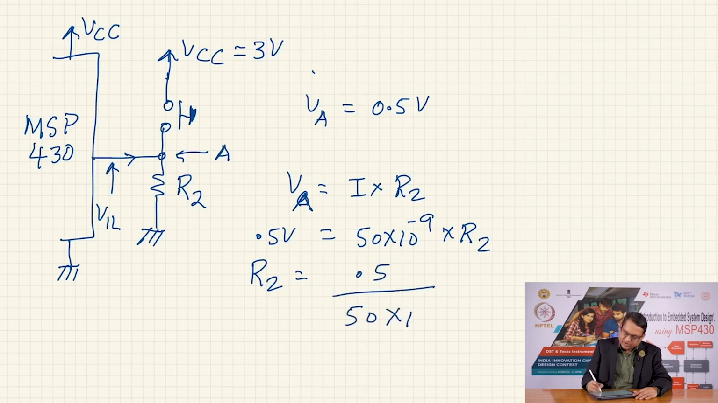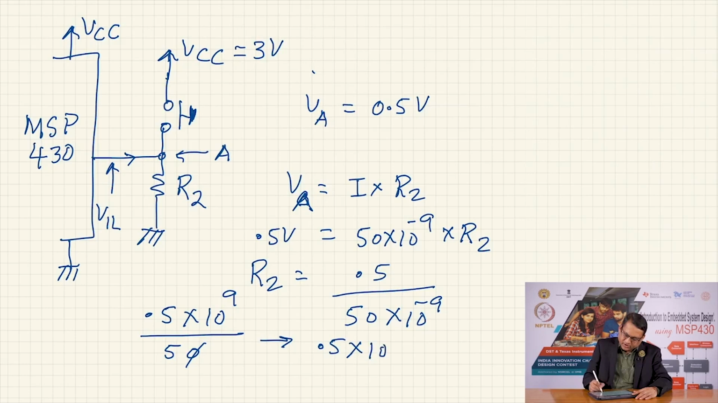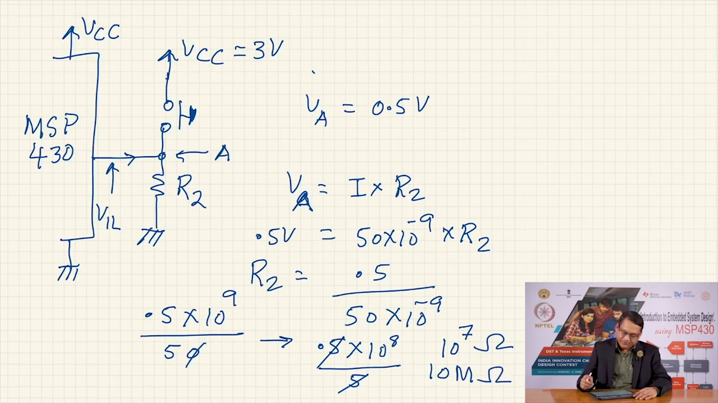50 into 10 raised to power minus 9, which becomes 0.5 into 10 raised to power 9 divided by 50. This cancels one of the zeros, this leads to 0.5 into 10 raised to power 8 divided by 5, and I cancel this. So, it is 0.1 into 10 raised to power 8. So, that is 10 raised to the power 7 ohms, and that would be 10 mega ohm. So, the value of resistor R2 should be anything less than 10 mega ohm.